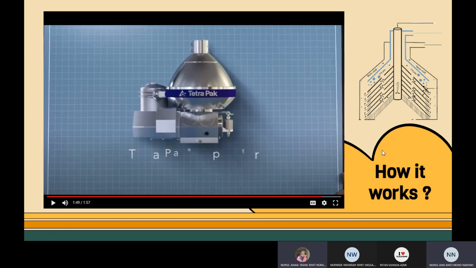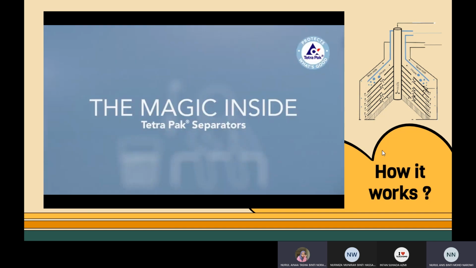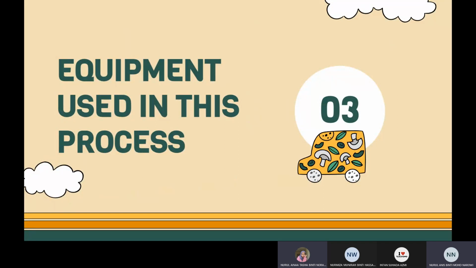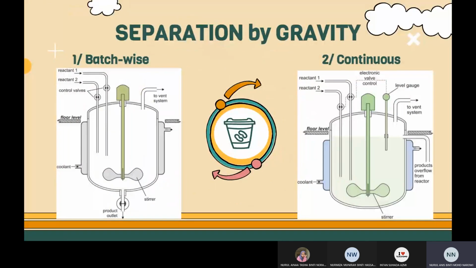That's all from me. Now I would like to pass this slide to Miza to explain more about the equipment used in this process. Thank you. Thank you, Aina. Next, I will explain the equipment used in this process. The first method is separation by gravity.